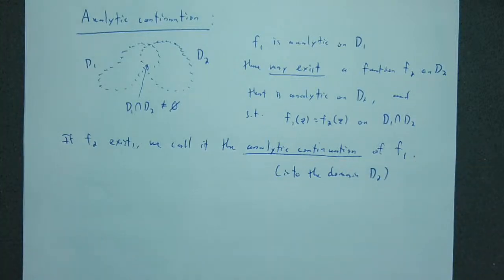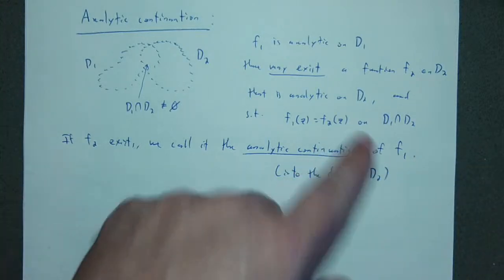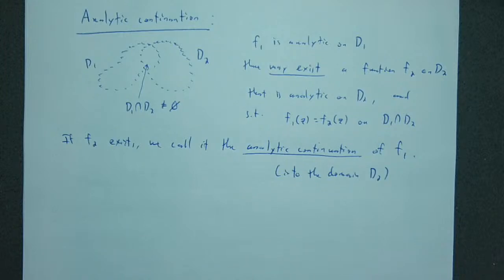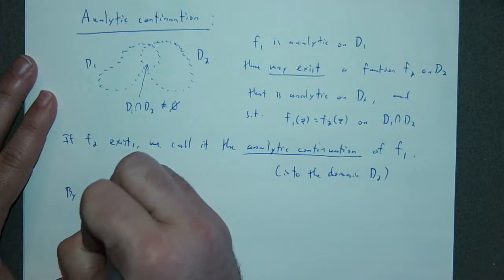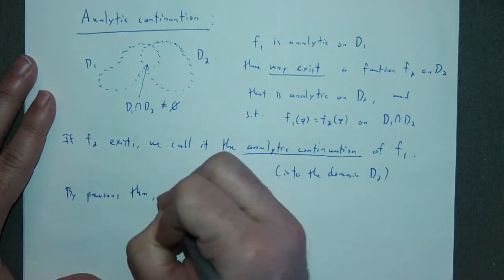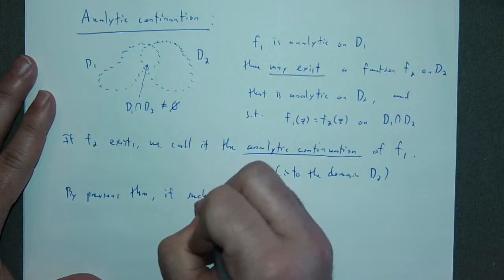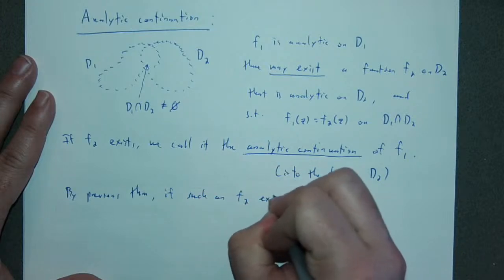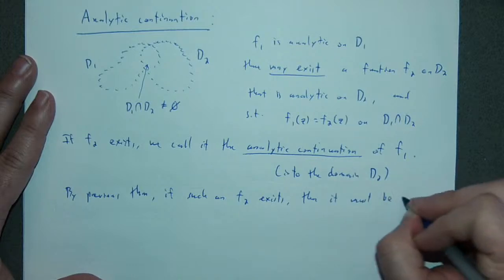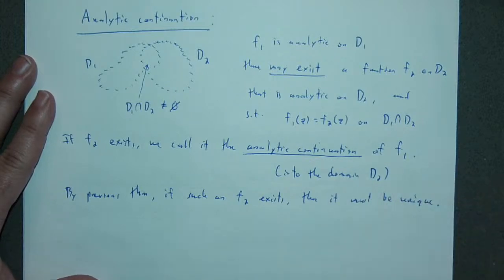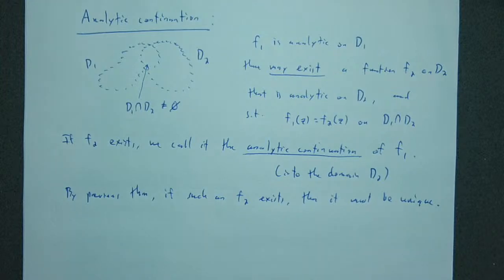Now, what does this setup have to do with the theorem that we just proved? Okay, well, by this previous theorem, if such an f sub 2 exists, then it must be unique. So there must be exactly one way of extending that function.